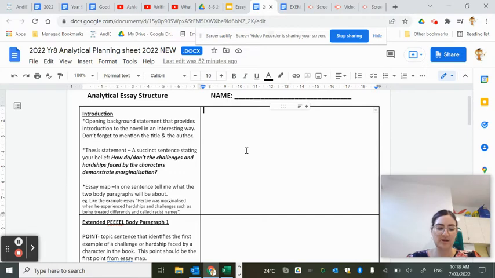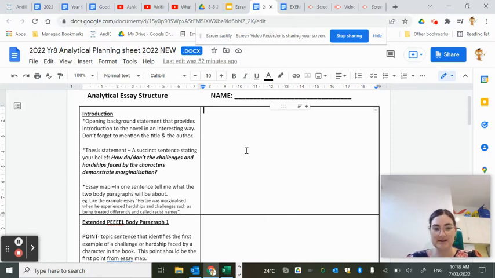So your first body paragraph might be about marginalization in Afghanistan and on the journey. Your sentence might be: Mahtab and her family experience marginalization in Afghanistan and on the journey through persecution of the Taliban. Furthermore, they also experience marginalization when they get to Australia and are placed in a detention centre.